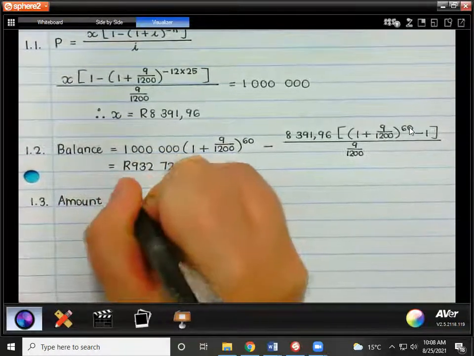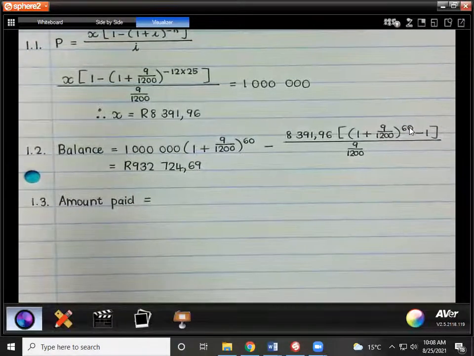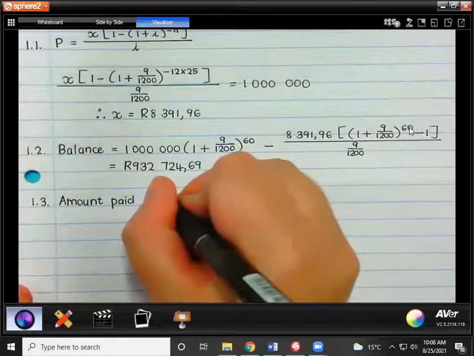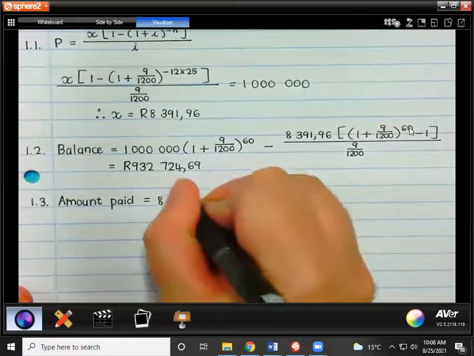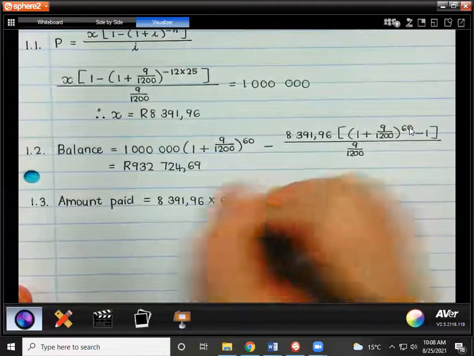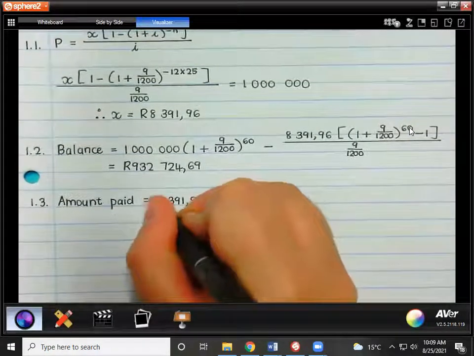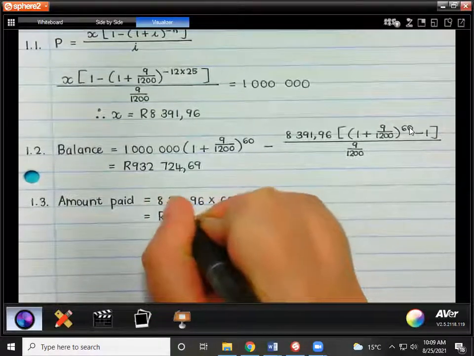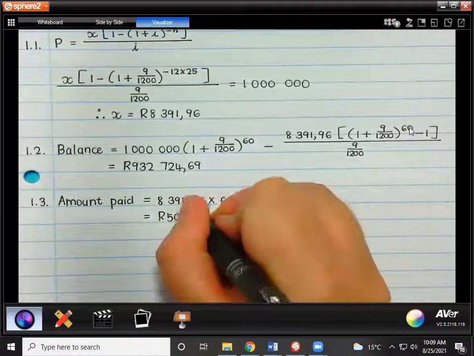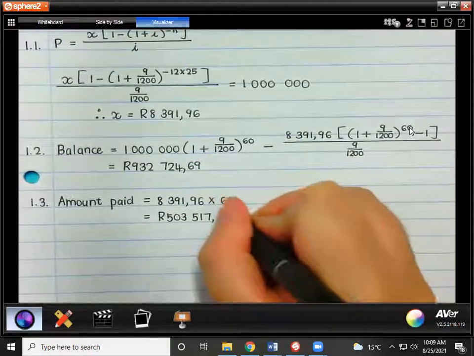It's useful if we just label our answers so that we actually know what all the values are, because we sometimes need to use them further down. So the amount paid is 8,391 Rand and 96 cents multiplied by 60. And if you calculate that, it's 503,517 Rand and 60 cents.